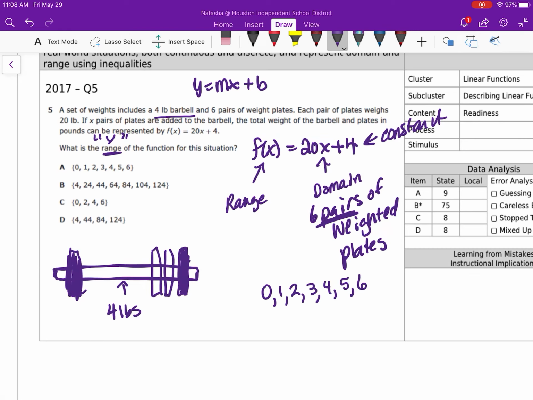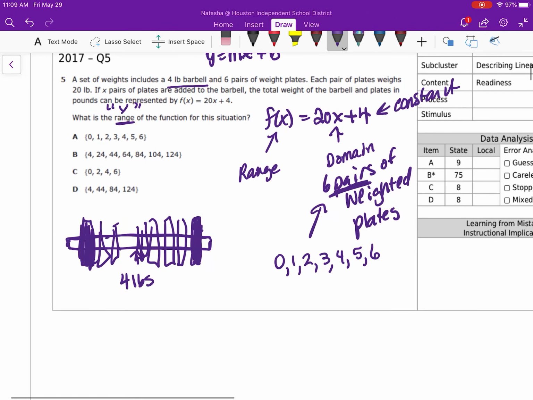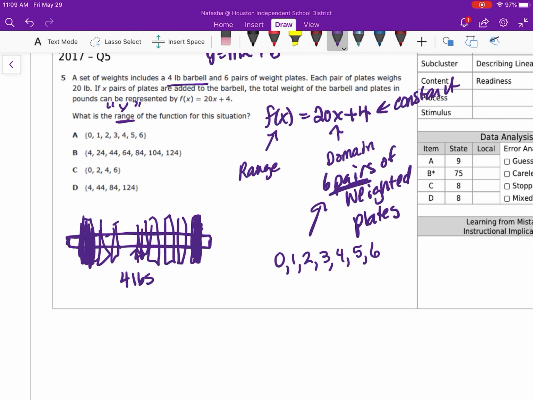So that's, let's see, 1, 2, 3. I even have 4, 5, 6. Like this whole thing will be covered. Anyways, moving on. So this here, this is my input. The 6 pairs of my weighted plates is my domain. That's the input. So in order to find my range, I need to input those pairs into my function. So I need to say f of 0. f of 0 is going to be equal to 4.